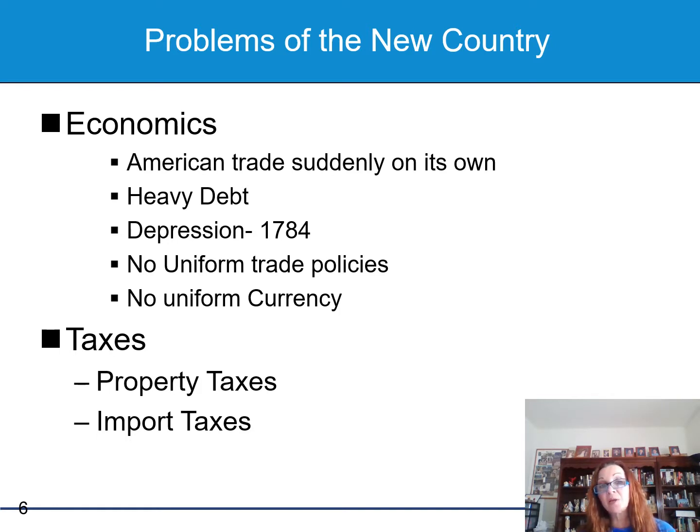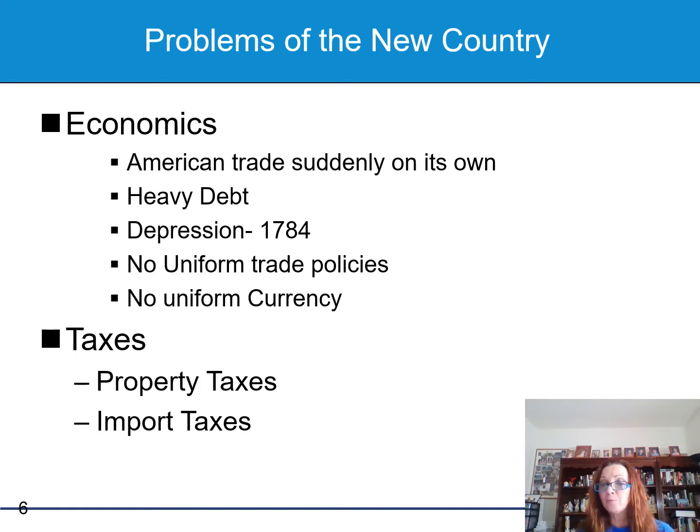We will also see, partially because of the debt and the trade policies after the war, that we will enter into a depression the very first year after our war for independence. In 1784, we're going to have an economic depression. We are going to have issues with trade. There's no uniform trade policies.